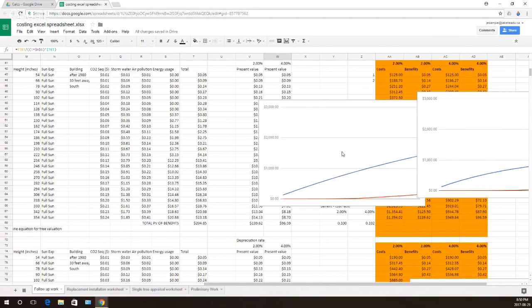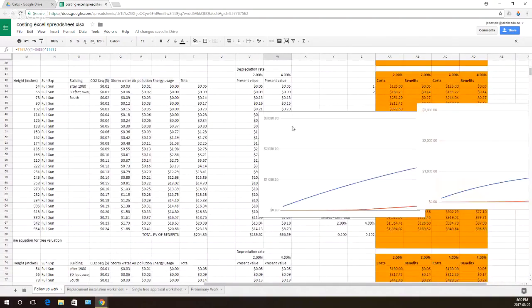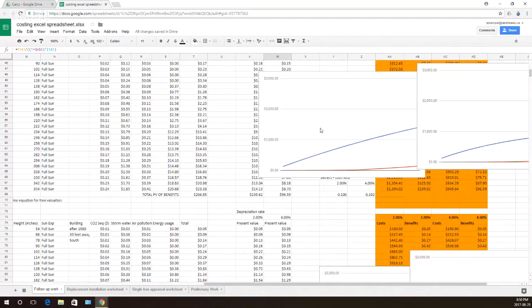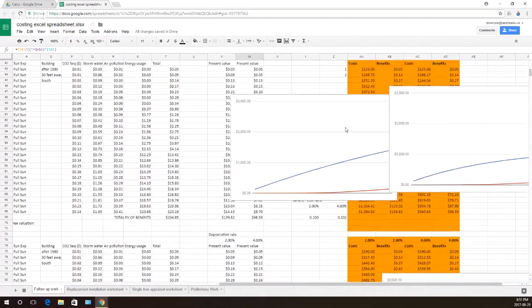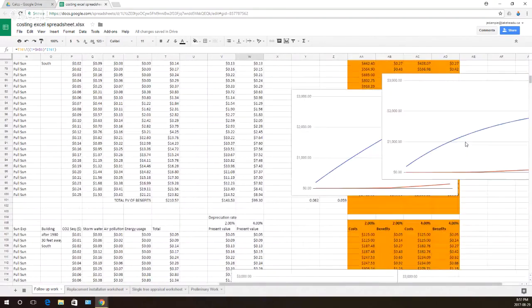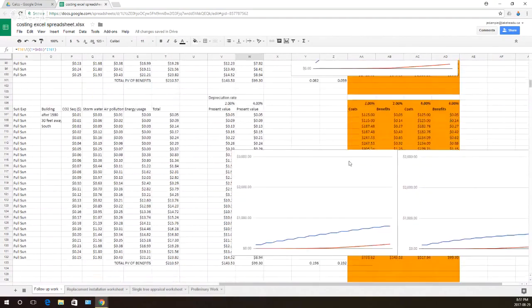So again, I didn't even bother graphing the 5-year one because it just dies right away. But in the Eastern hemlock with one oil treatment a year, both at the 2% and 4% depreciation, it doesn't override. The benefits don't overtake the costs at any time. Again, same thing with 2 treatments a year.